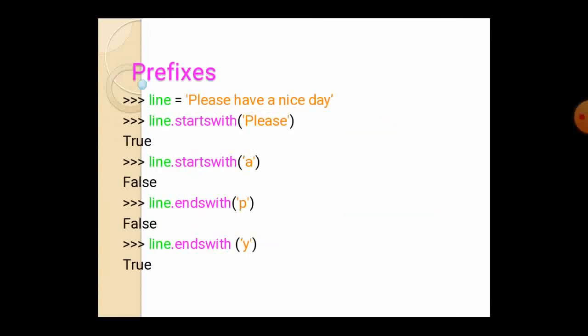Prefix method, there are two functions in this: starts with and ends with. The starts with function will check the string value from the start. The ends with function will check the string value from the end. If the string matches, it will display the result as true. If it is not matched, it will display the result as a false value.